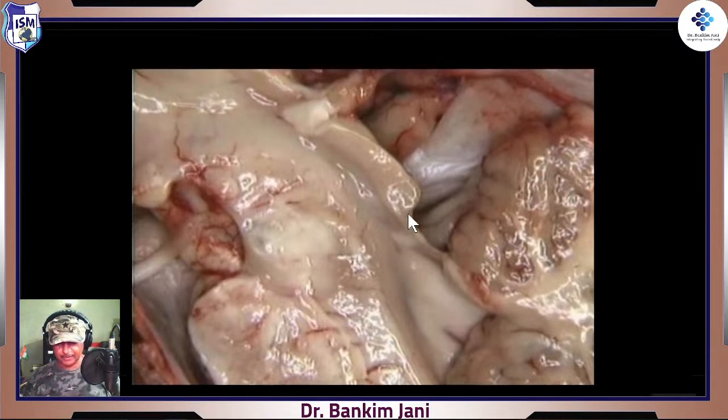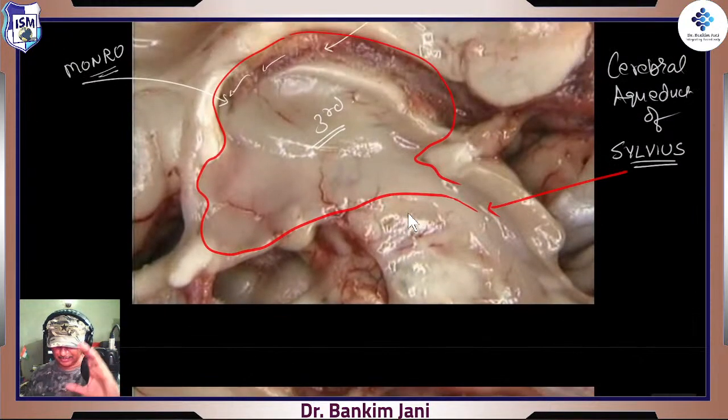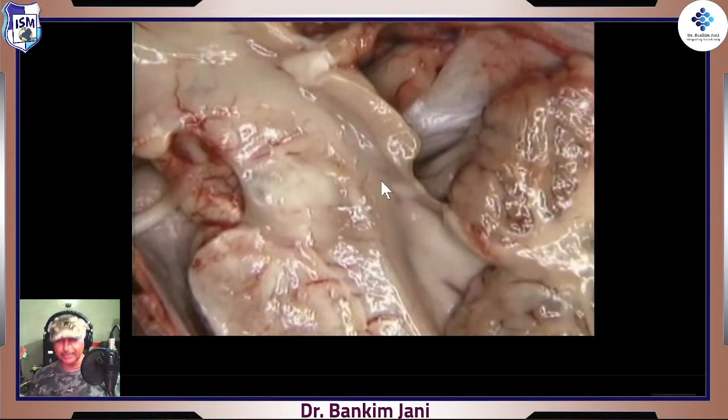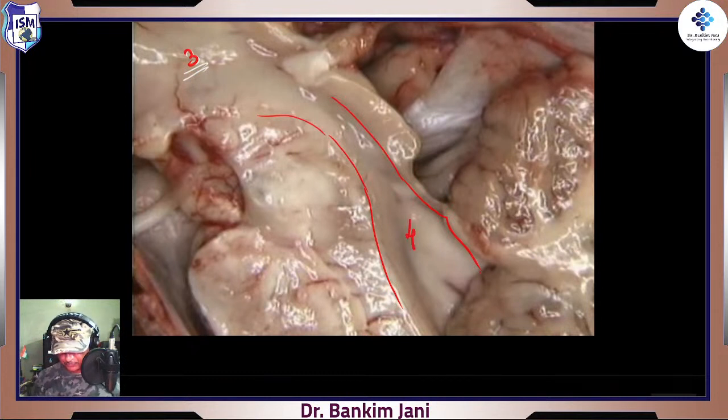Okay, so the camera has been shifted slightly. Over here we are watching the aqueduct of Sylvius along with the fourth ventricle. So this is the third ventricle. Let's change the color. This is the third ventricle, and then it opens into this small duct. That duct goes all the way, and then it widens, and this one is the fourth ventricle.